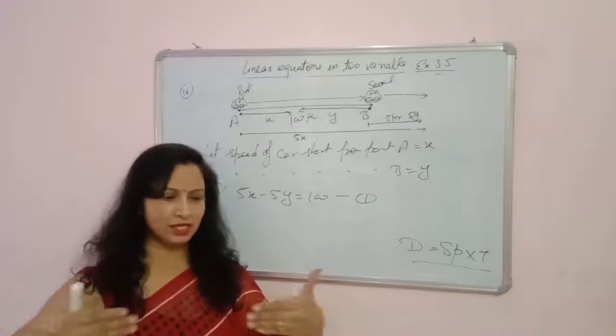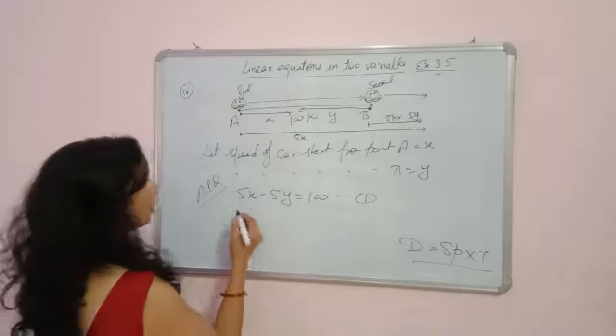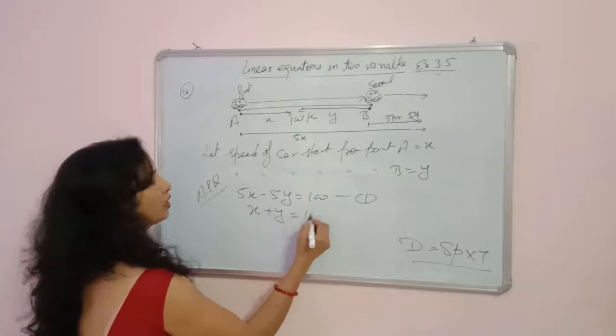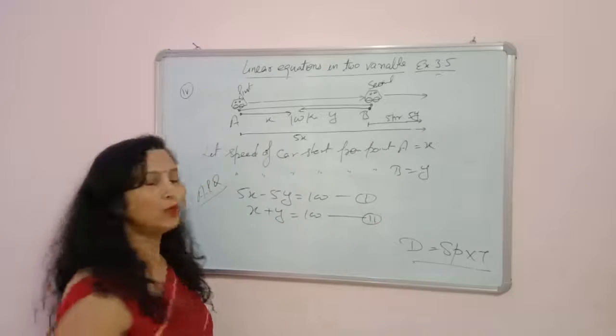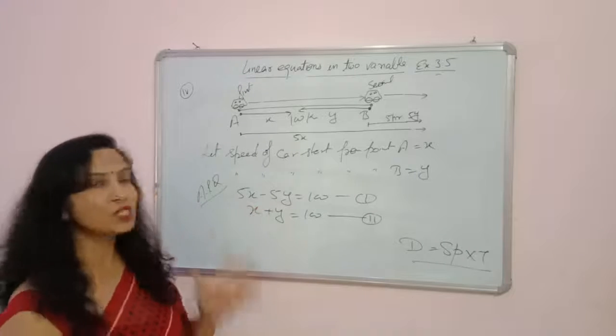एक यहाँ से आ रही है, एक यहाँ से आ रही है, दोनों मिलके, इसका मतलब दोनों का मिलाकर डिस्टेंस कितना है? It is 100. So according to the question, the second equation is x plus y is equal to 100. The sum of the distances covered by both the cars is 100. So we have these two equations.